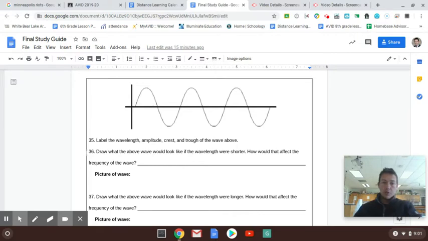What does that mean about the frequency? The frequency is how often a wave happens per unit of length of time. So if we had more of them, that would mean that it would have an increased frequency because they would be happening more frequently. Okay. And the picture down here would be like a tighter wave. It would be like.